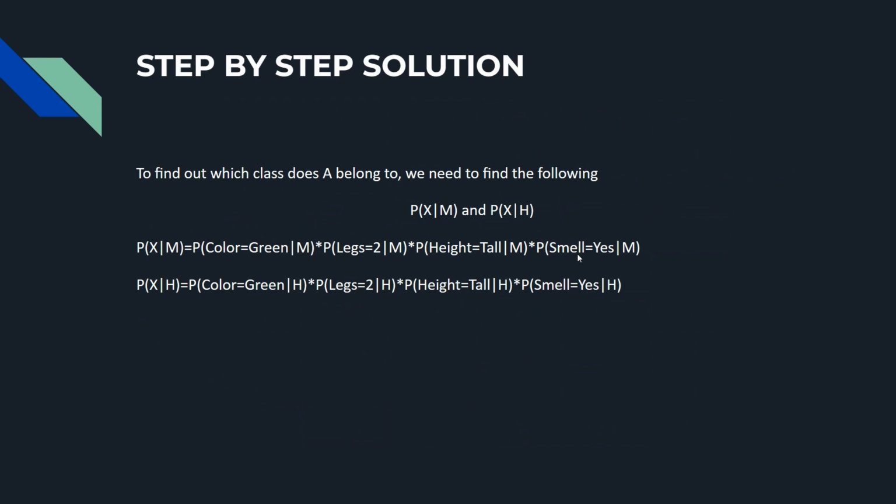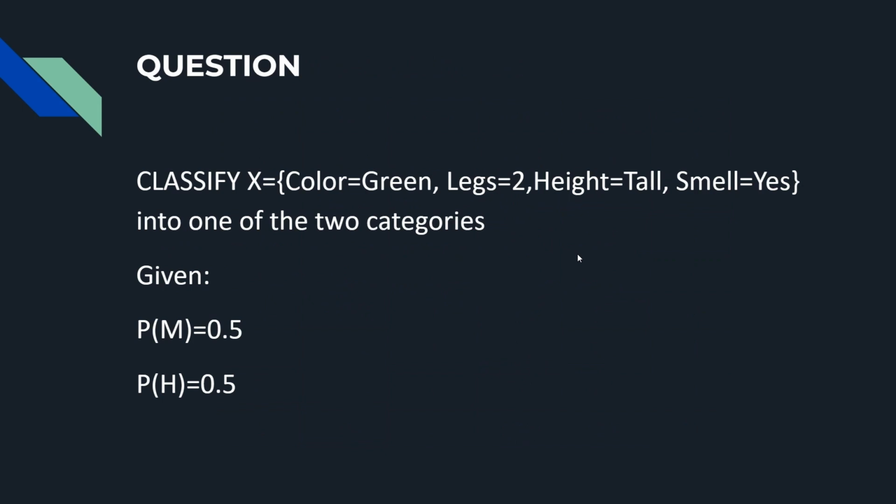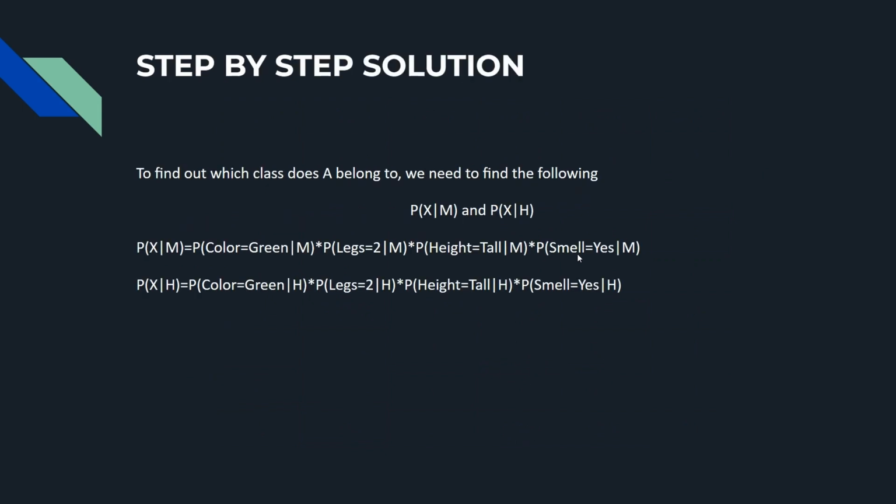P of x by M equals P of color equal to green by M. Why are we taking it like this? In the question they have given green, 2, tall, yes, so like that only we should calculate. P of color equal to green by M into P of legs equal to 2 by M into P of height equal to tall by M into P of smell equal to yes by M. In the similar way, you calculate P of x by H using the formula.